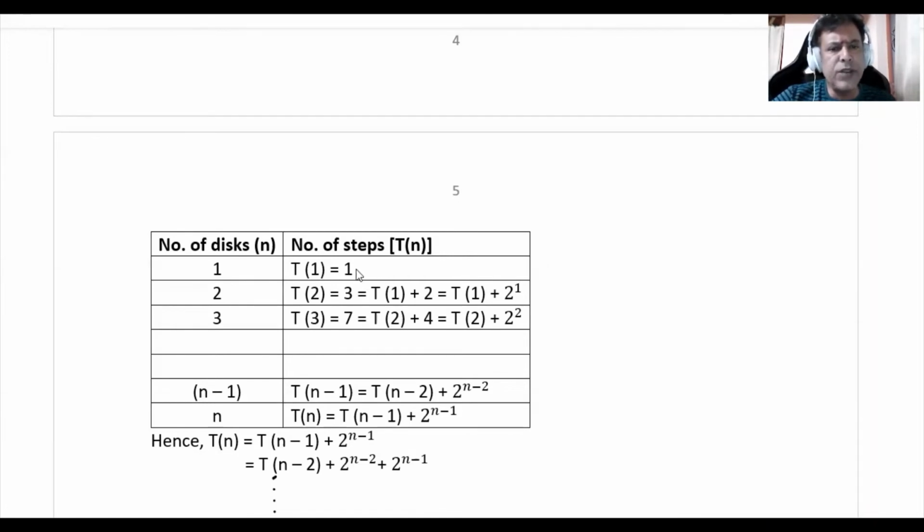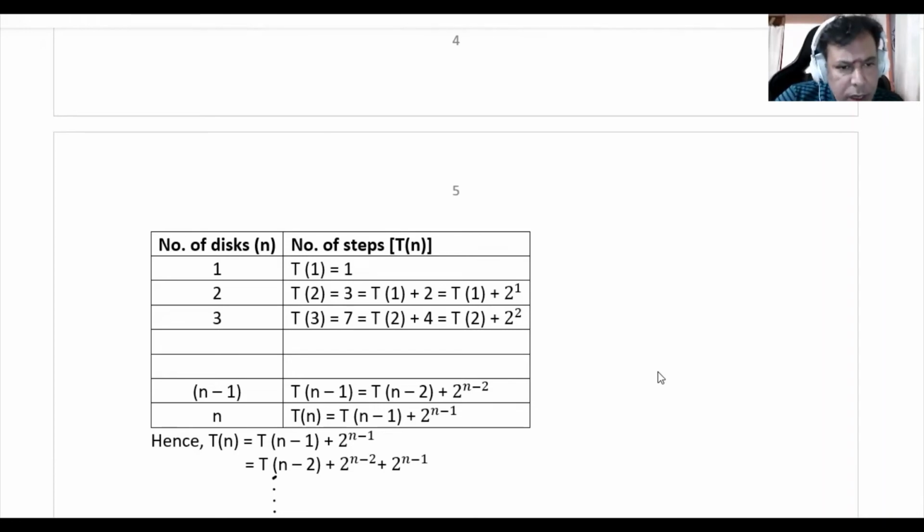Even if we look into this T(1), there is no previous step, which is actually 0. So if I have to express this 1, it is nothing but T(0), which is 0, plus 2 to the power of 0. 2 to the power of 0 is nothing but 1. So you get 0 plus 1, you get this 1 only.